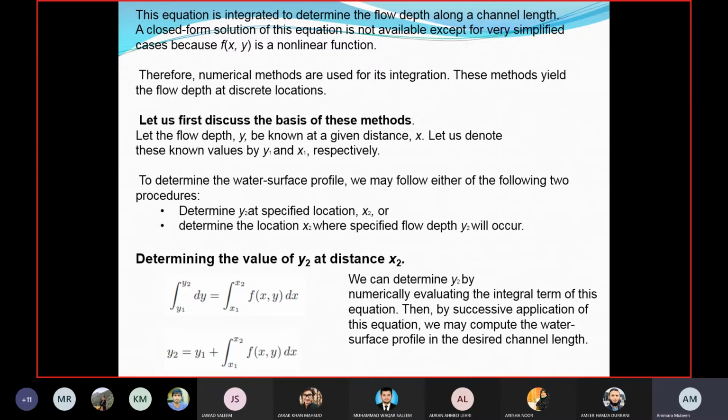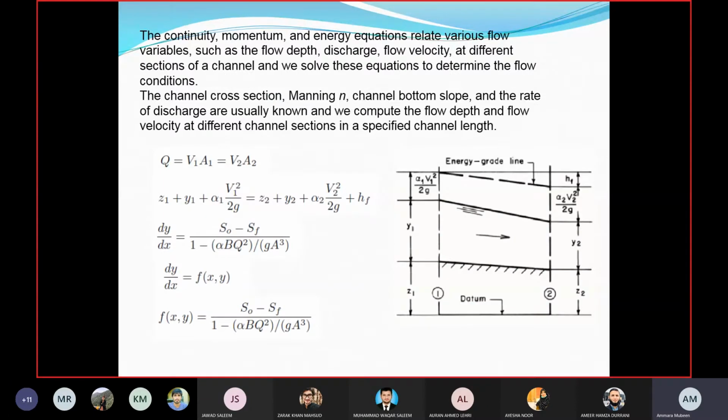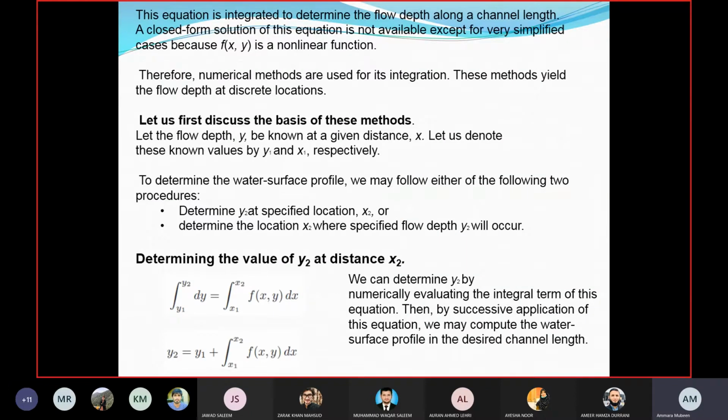There are many methods available to solve this equation. We'll be discussing some of the methods through which we would be able to get an idea to compute the water surface depth. Our objective is to get y at different distances in a gradually varied flow. This is the governing equation for that. Let's discuss the basis of these methods.